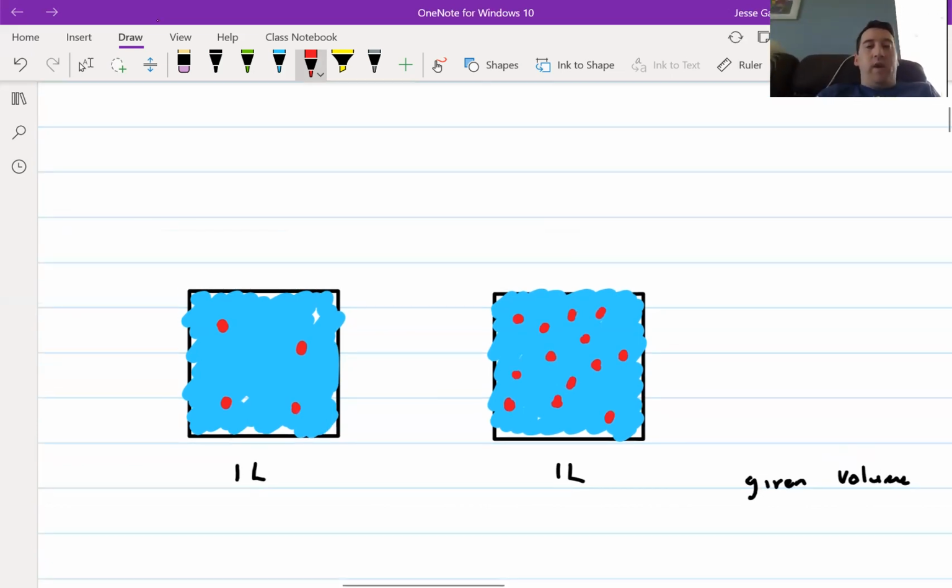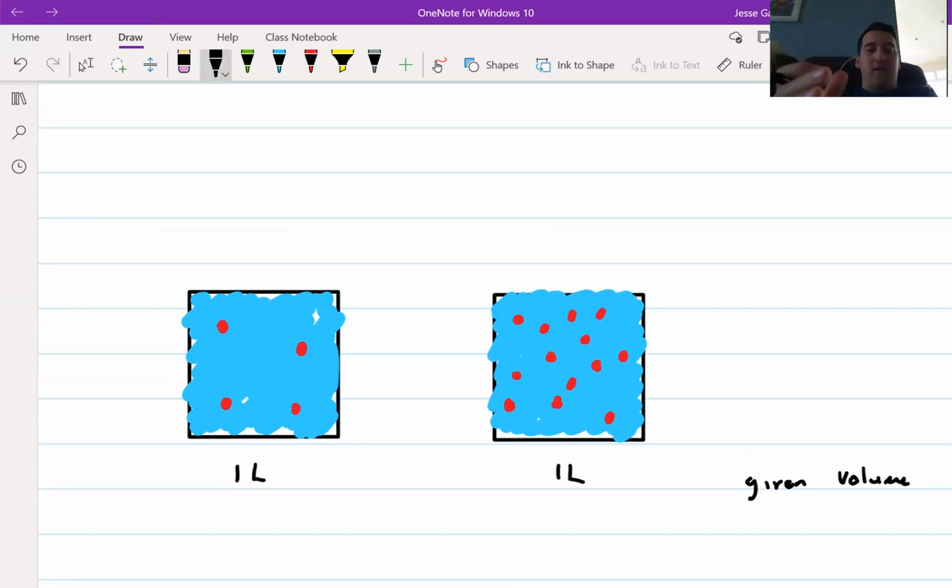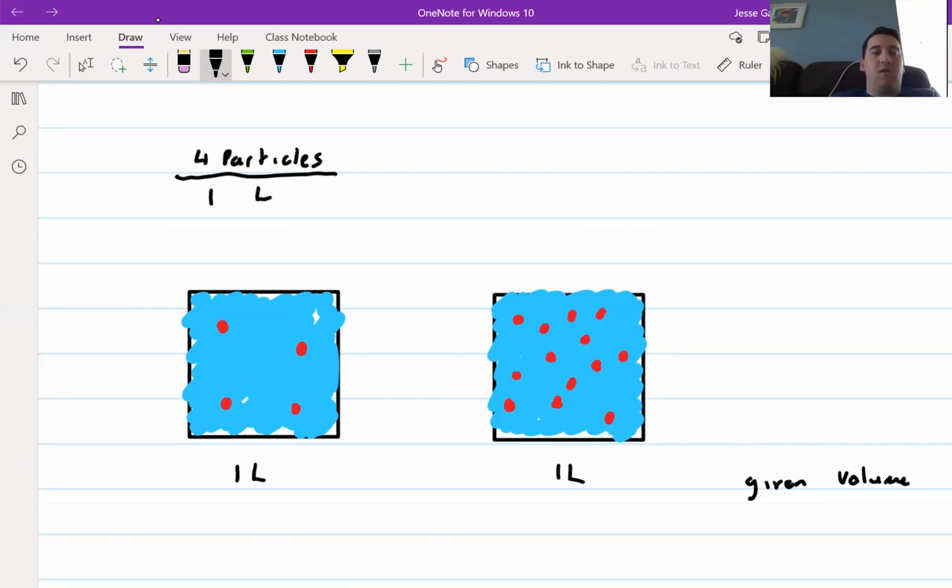So how might we express this and show that these are different? The first thing to think about is, well, how much of the solute is there? In this case, we say that there are 4 particles for every 1 liter of solution. 4 particles per 1 liter. So we're talking about the quantity of solute in a given volume, in 1 liter of the solution.